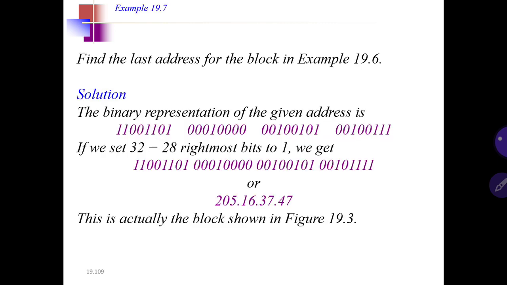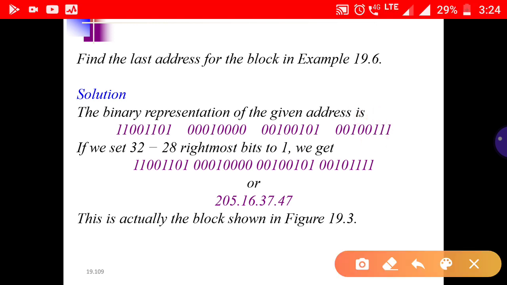To find the last address of the given block, 32 minus n is 4. The 4 rightmost bits are set to 1, that is equal to 205.16.37.47. Total is 16 addresses. It will be the last address.